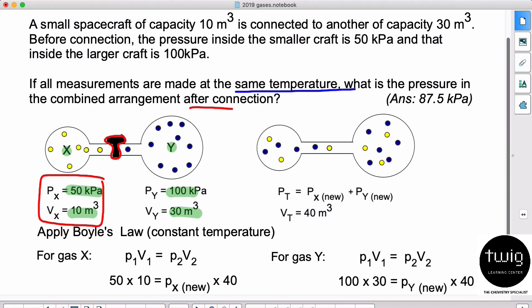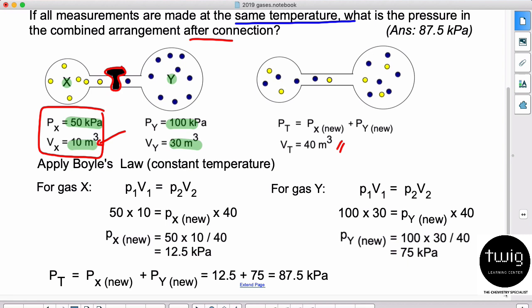So gas X now is not confined to the 10 meter cube. Now gas X can move everywhere. So the volume for gas X is actually how much? It's actually 40 already, right? 30 plus 10. It can go anywhere. So what we need to do is apply this formula. We have to do it gas by gas.